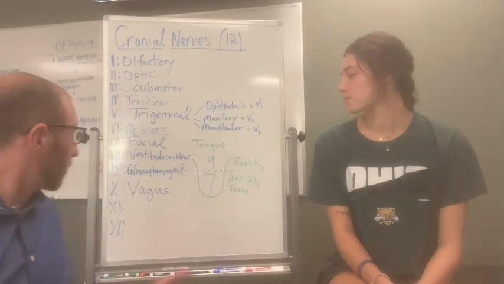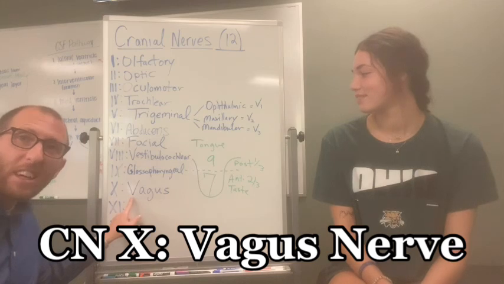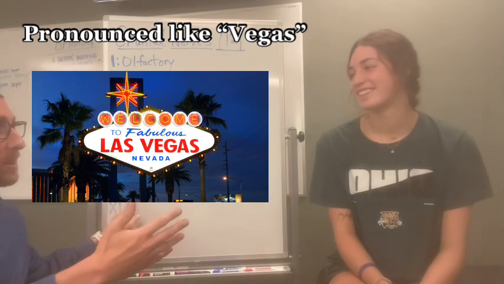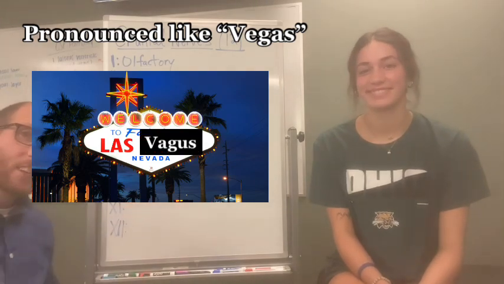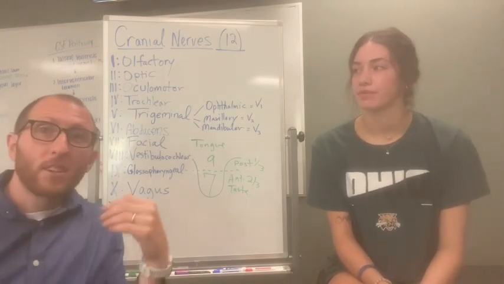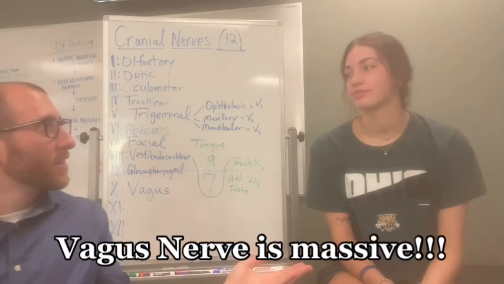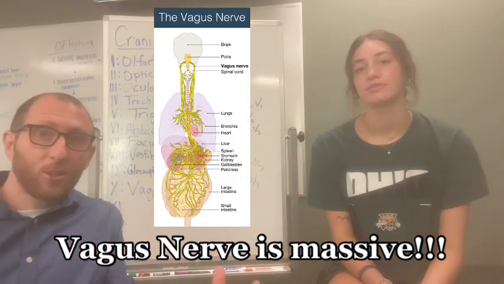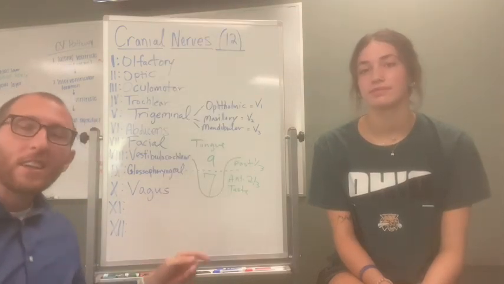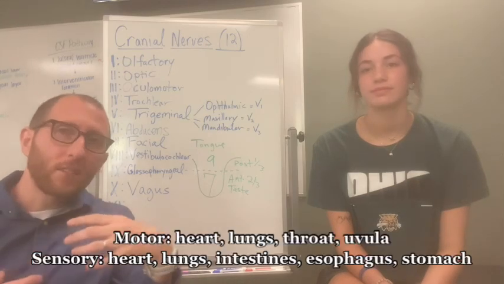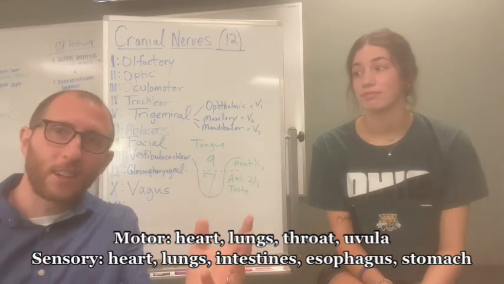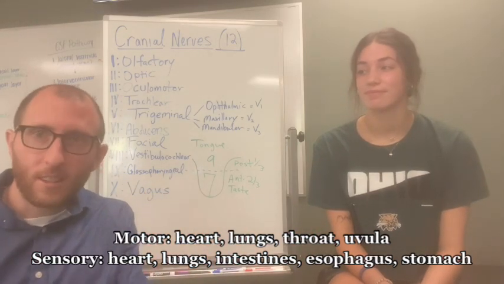All right, we're on to number 10, the vagus nerve. Yes, I'm talking about Viva Las Vegas right here. Ever been to Vegas? No. Me neither, but it is pronounced Vegas, and I use that analogy for this nerve because this nerve does a ton. Vegas in Nevada is a huge, huge city. This nerve is a huge nerve. It's going to innervate the throat, the esophagus, the lungs, the heart, the intestines, the stomach. Here's a full list right here, but it does a million different things.